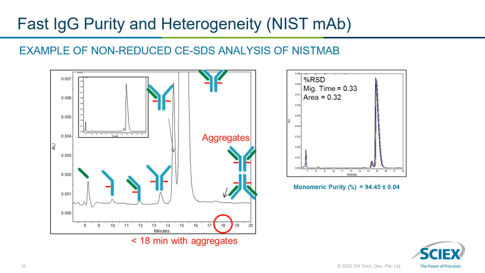Now, let's take a look at an example of a non-reduced preparation of the very same sample, NISTmAb. Here, we show the large IgG monomeric peak and associated impurities. This method calculates monomeric IgG purity at 94.45%, and we have labeled the light chain, glycosylated heavy chain light chain product, two heavy chain products, two heavy one light chain product, and the IgG dimer in the zoomed view. This analysis can be completed in less than 18 minutes with high resolution.